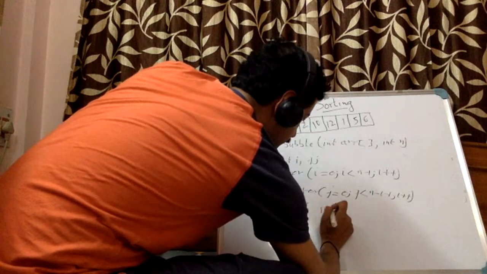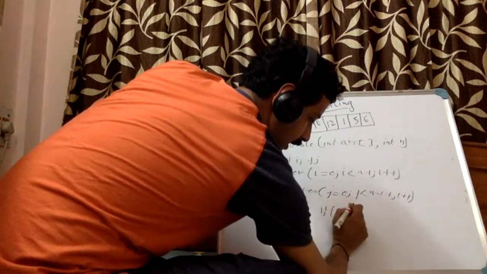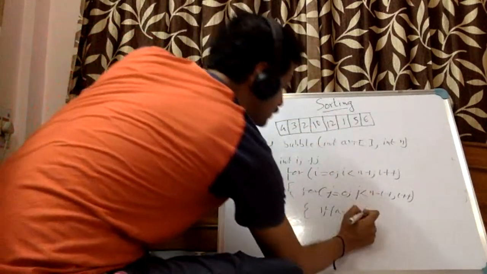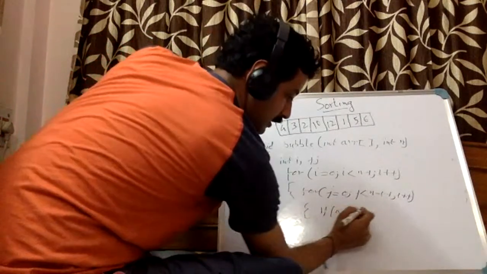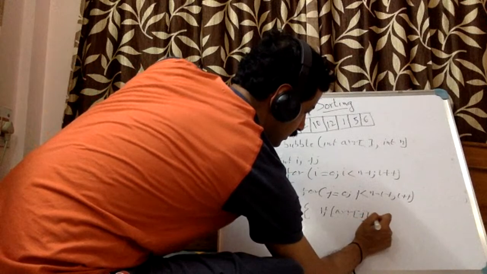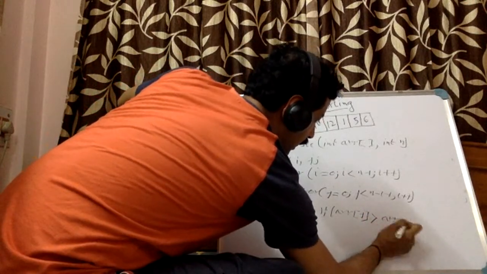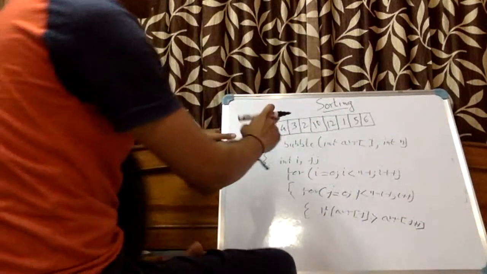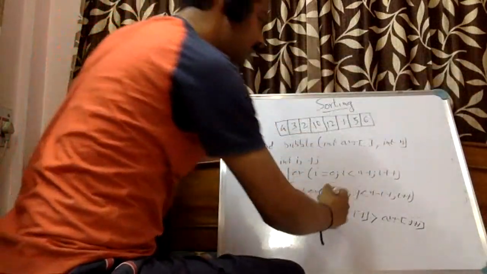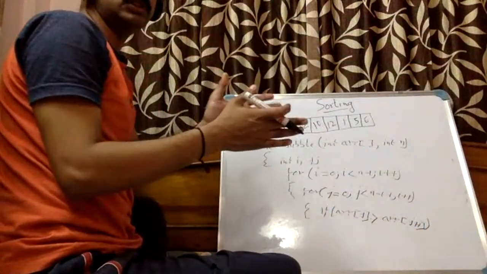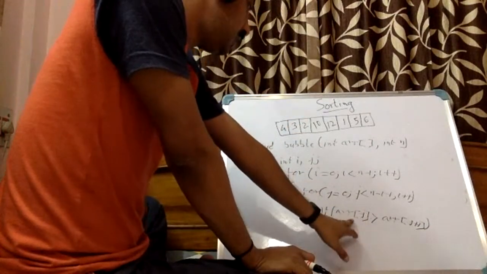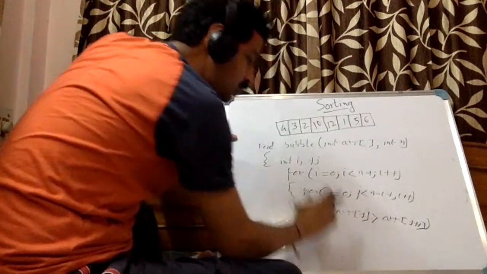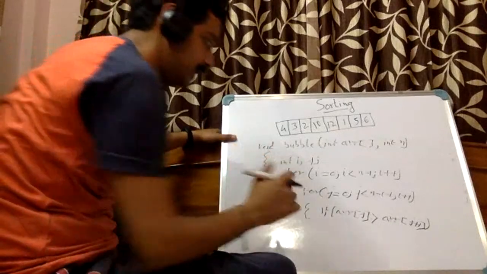Then if arr[j] greater than arr[j plus 1]. Why j plus 1? Because we have taken the next value. When we compare j to j plus 1, the first one is placed in j and the next one is j plus 1. Then what we have to do? In that case only we have to do the swapping, right?